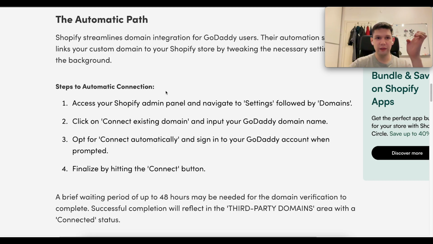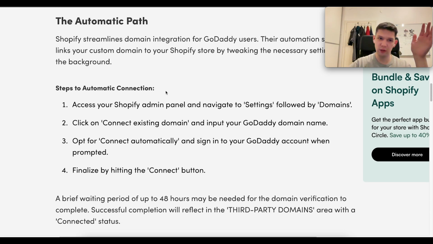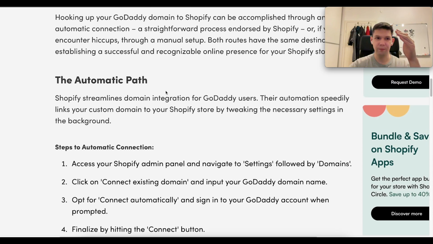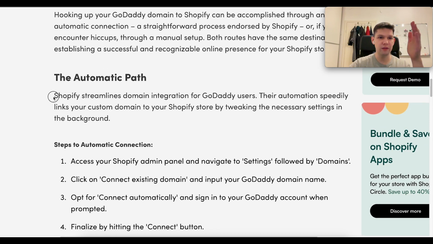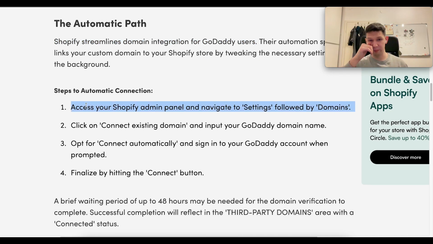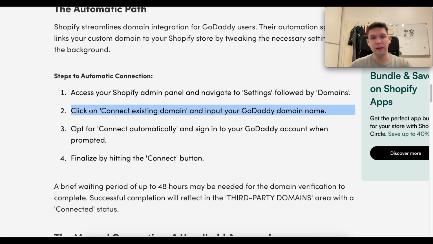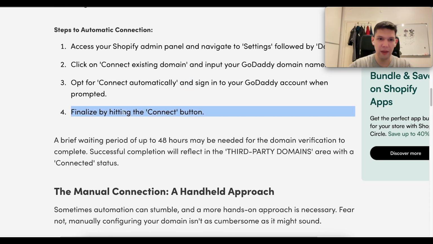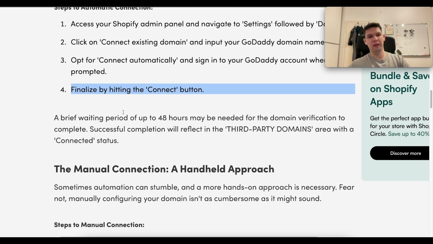Shopify. So to connect it, there are two ways, the automatic way and the manual way. The automatic way basically streamlines domain integration for GoDaddy users. So to do that, access your Shopify admin panel, navigate to settings, followed by domains, click on connect existing domain, and then input your GoDaddy domain name. Opt for connect automatically and sign into your GoDaddy account when prompted, and finalize everything by hitting the connect button.